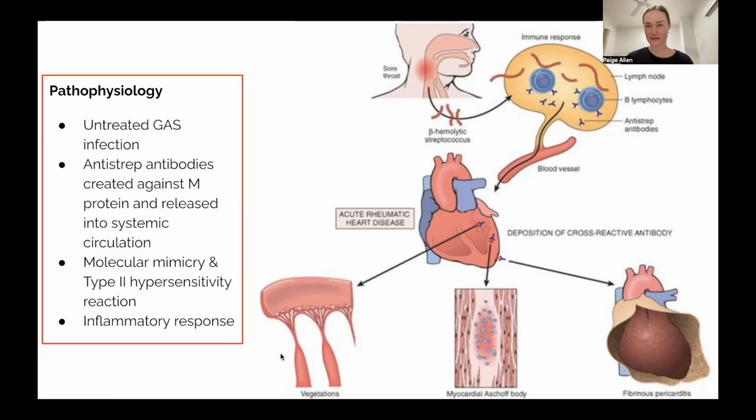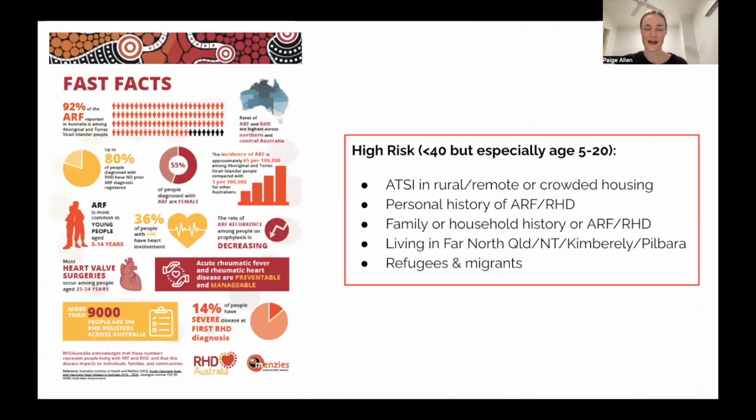It's a type 2 hypersensitivity. Immunology is not my strong suit, so I might just leave it at that for simplicity. But the important thing to know is it's not actually the bacteria that cause the problem. It's the fact that you have an immune response against it. And then those antibodies are what's actually causing the problem. So the people at risk for rheumatic fever are people that are at risk for group A strep, right?